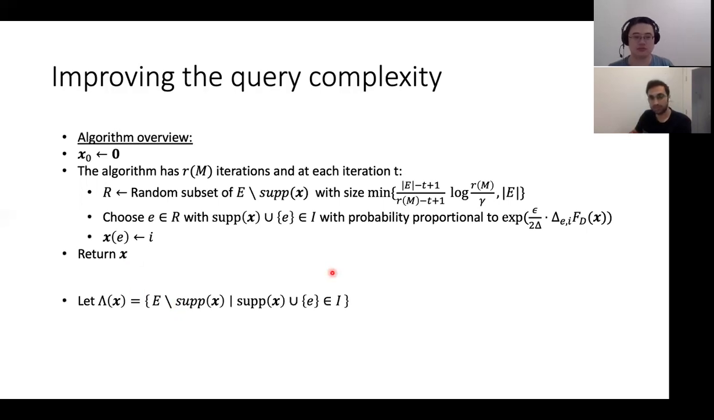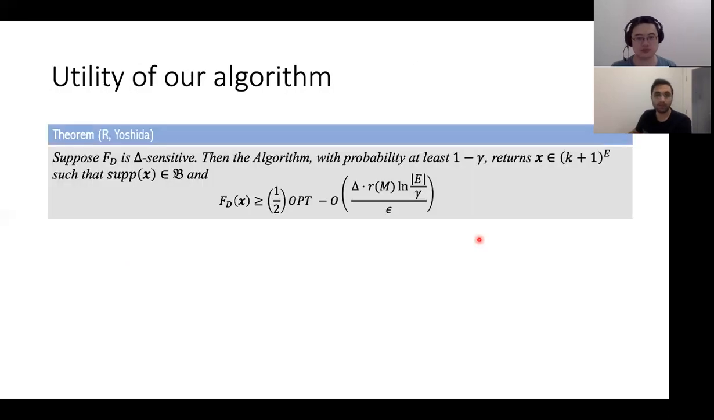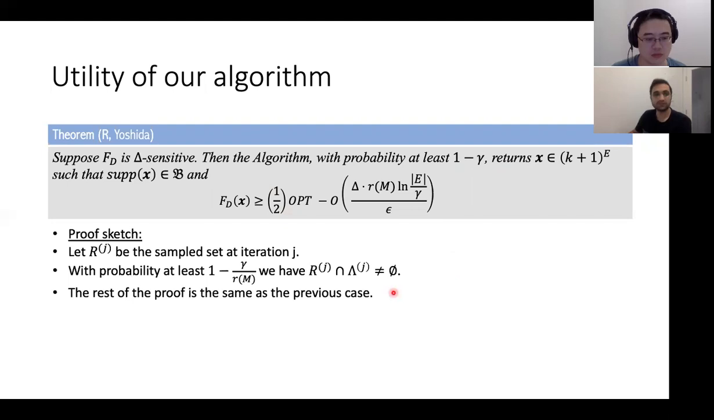So this algorithm may fail with some probability. The reason it may fail is that this random subset R may not contain any element that we can add to the current set. If this event happens, then the algorithm fails, but we prove that the probability that the algorithm fails is very small, gamma. So with probability at least 1 minus gamma, the algorithm returns a point which is half of the optimal minus some additive error. Observe that this factor gamma is in the additive error. The proof sketch is basically as before. The only difference is that we have to be careful about the failure probability.